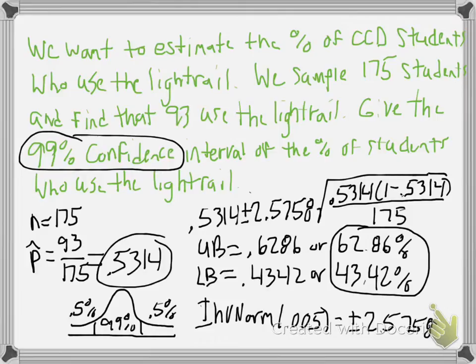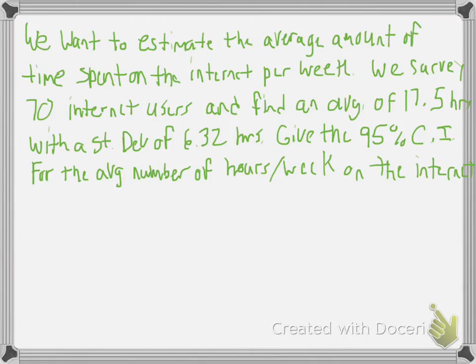Okay, so now on to the next example. We want to estimate the average amount of time spent on the internet per week. We survey 70 internet users and find an average of 17.5 hours with a standard deviation of 6.32 hours. Give the 95% confidence interval for the average number of hours per week on the internet. So this is about averages. We've already talked average. We have average here.